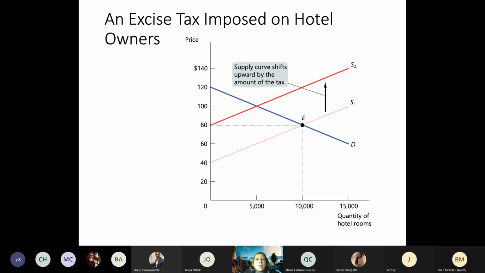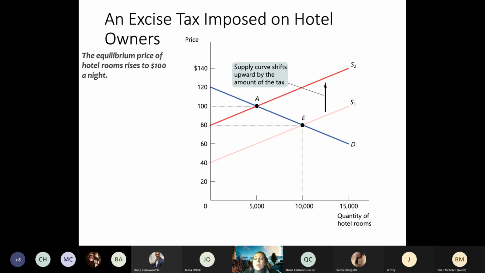Okay, so in this example, the tax is on a hotel room. The equilibrium price of the hotel room rises to $100 a night. It used to be $80. So once upon a time, the hotel room used to sell at $80 and 10,000 rooms were sold. And now that there's a tax, how big is the tax?